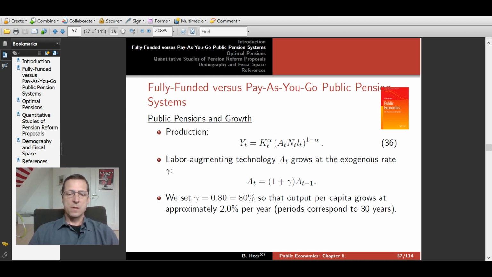We set the growth rate equal to 80%. Remember that we look at a 30-year period horizon. So each period, when we're young, we work 30 years, and when we are old, we live for another 30 years. Well, this amounts to approximately an annual growth rate of 2%, which we observe more or less in the United States.